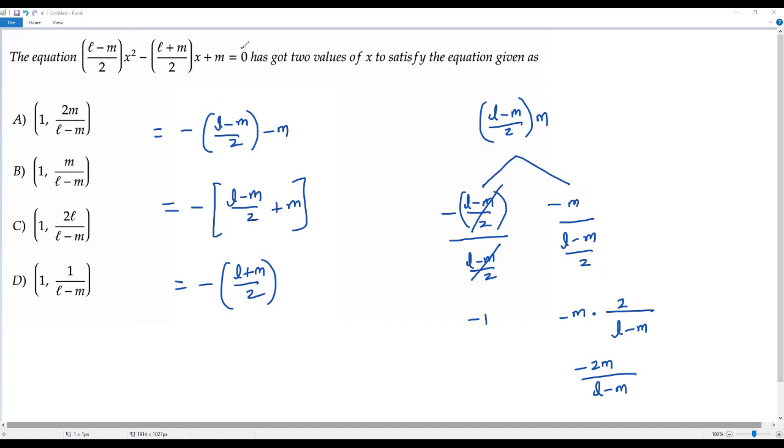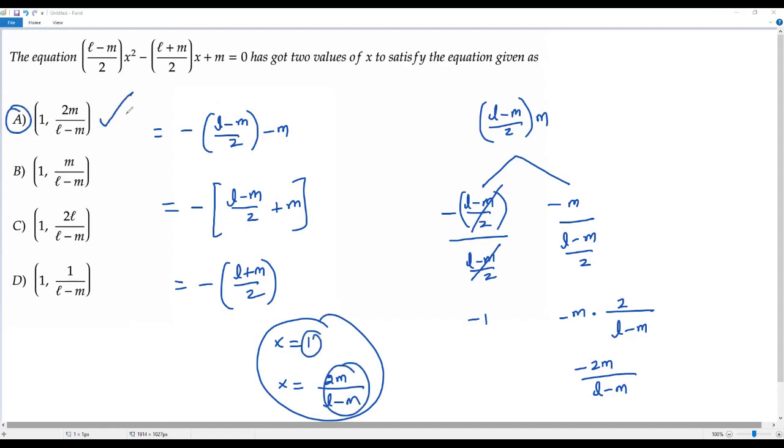Now, to get the two values of x in this quadratic equation, we have to change the sign of these two factors. When I change the sign of this factor, I am getting positive 1. The first value of x is positive 1. Now, to get the second value of x, we have to change the sign of the second factor. It's negative, so when I change the sign, it will be positive. That is, I'm getting 2m over (L − m). Okay, here I got two values for x. The first value is 1. The second value is 2m over (L − m). We find these two values in answer choice A. The correct answer choice for this question is A.